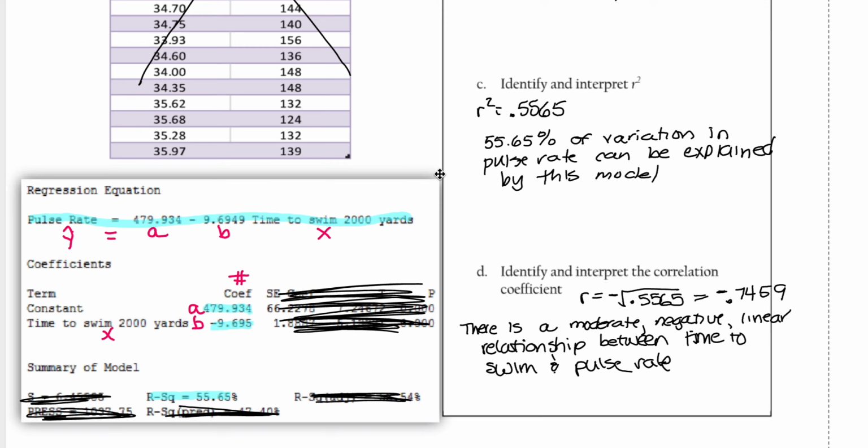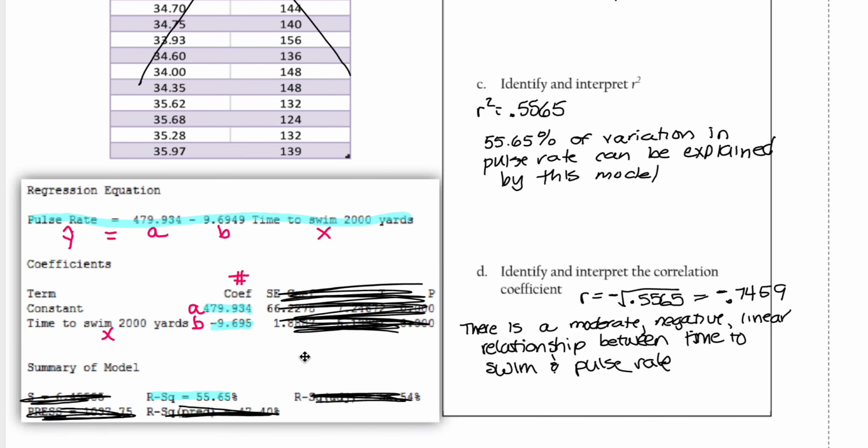Part D, identify and interpret the correlation coefficient. The correlation coefficient is r. So what you can do is take the square root of R squared, and then you will get the value. But be very careful here. When you're taking the square root of a value, you will get a positive and a negative answer. So you will get 2 answers. Which one should you use? It's based on the scenario.